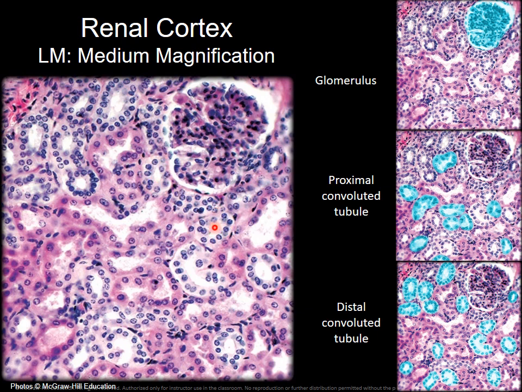Everything all around the glomerulus are tubules, renal tubules, and it's a combination of proximal convoluted tubules and distal convoluted tubules. And the highlights are showing you the difference between proximal convoluted tubules and distal convoluted tubules, though I don't know that the magnification is great enough for us to see it in this case.